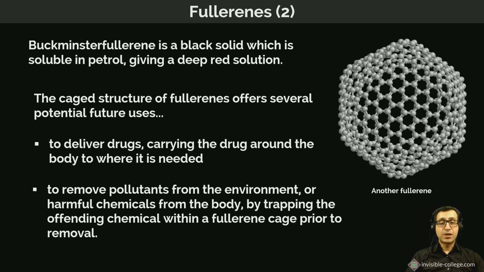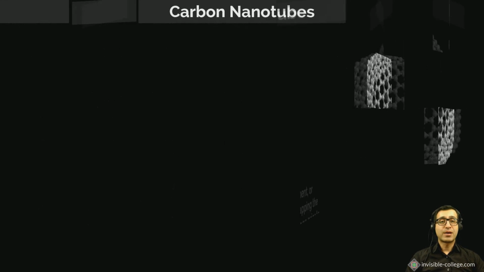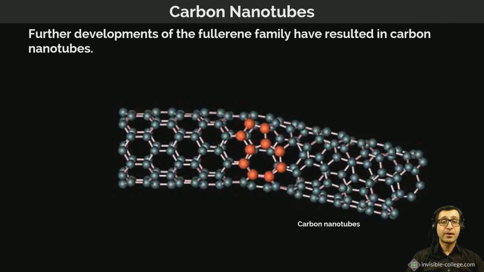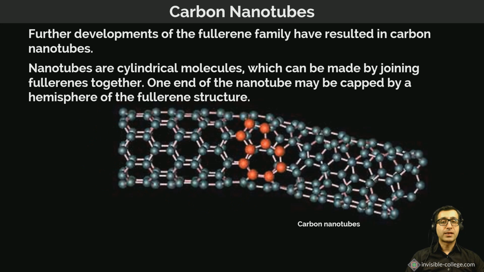So another application of allotropes of carbon is the carbon nanotubes. Further development of the fullerene family resulted in the development of these carbon nanotubes. This is a diagram of one of these carbon nanotubes. So nanotubes are cylindrical structures which have been made by joining fullerenes together. One end of the nanotube can be capped by a hemisphere of a fullerene, like this.